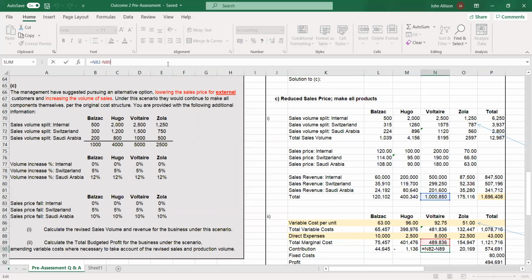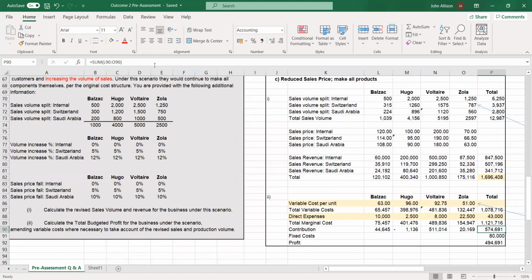For Voltaire, it's going to be the £1,850, take away the 489,836, which will give me £511,014. Do the same for Hugo, same for Zola. I've got contribution for each of the units. This one's going to be negative. So we've got negative contribution because it's costing more to produce than we're getting from it. It's costing 401,000 and a bit to produce, and we're only getting 400,000 and a bit from it. So one slight negative, but we don't need to worry about that.